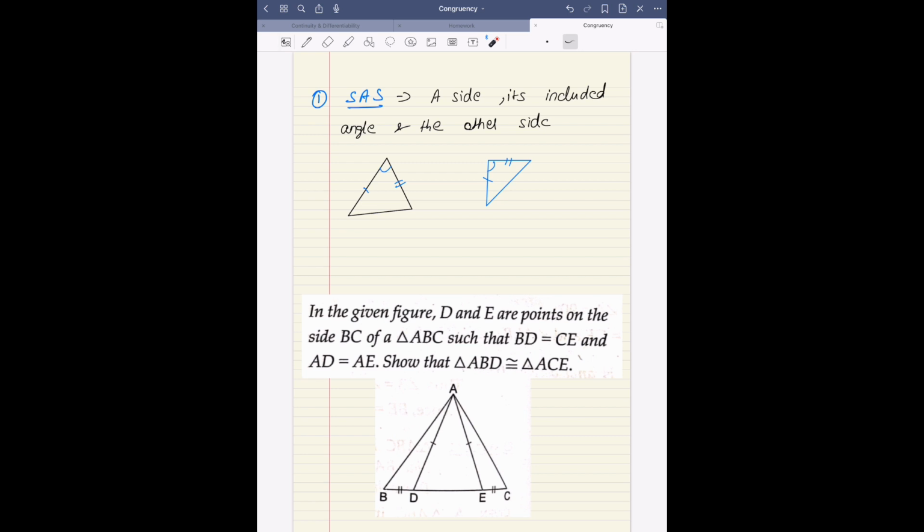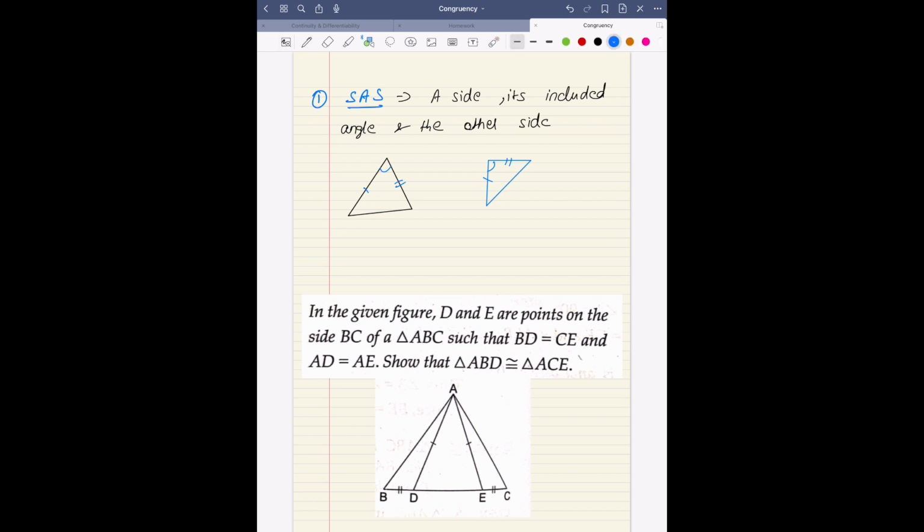Okay. By the way, this is a very popular question. D and E are the points on the side BC of a triangle ABC, such that BD is equal to EC and AD is equal to AE. Show that triangle ABD is congruent to triangle ACE. Now focus on the two triangles which we need to prove congruent.